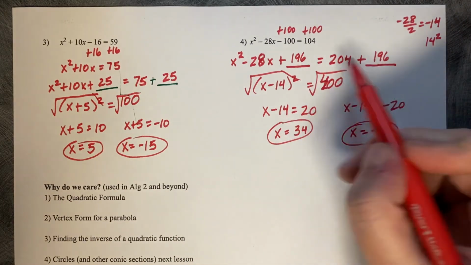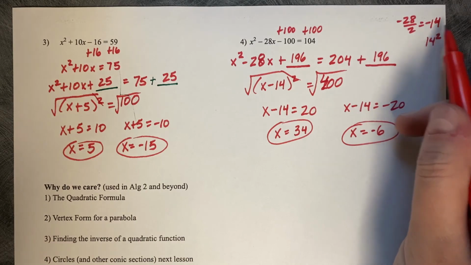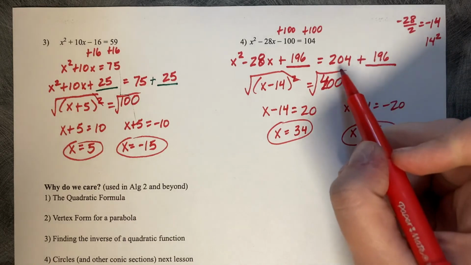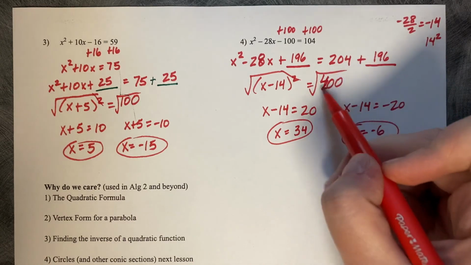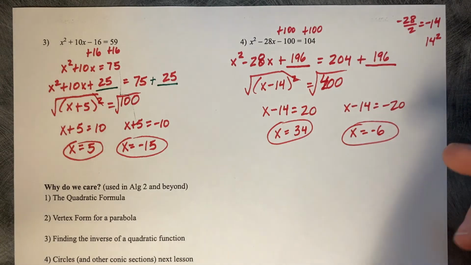So to get the 1's value that's missing, you would do negative 28 divided by 2, which is negative 14. Negative 14 squared is 196. 204 and 196 created that right-hand side to be 400, and then you can solve it using square roots.